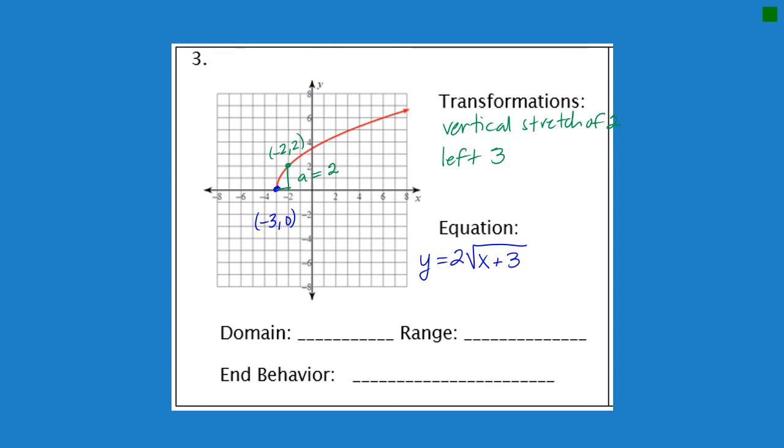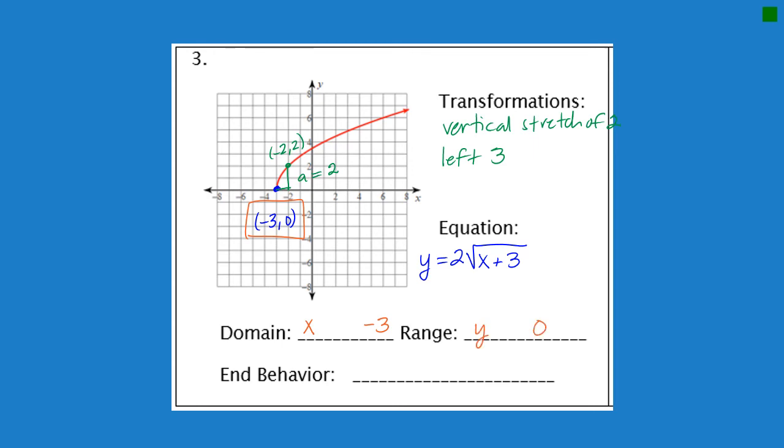For domain and range, I'm going to write down my x and y value of my start point, and that's the blue point. I know I have 2 points up there, but I want to use the blue one. So my domain number I'm going to use is -3. My range number is 0.